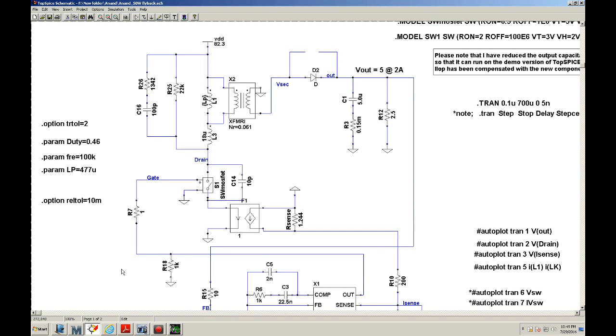Okay. So in the next video, I'll see if we can design a clamp circuit that will minimize that. Okay.